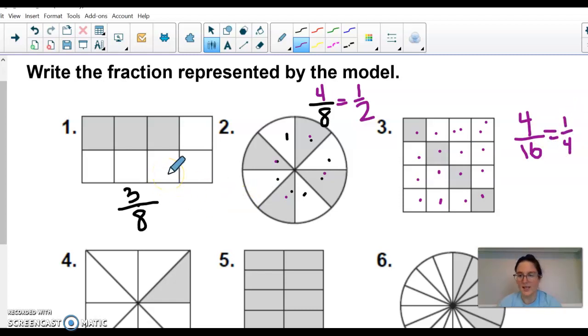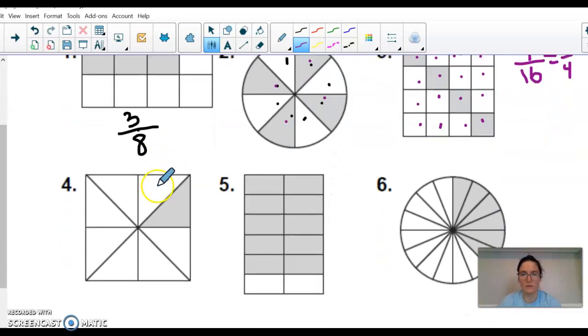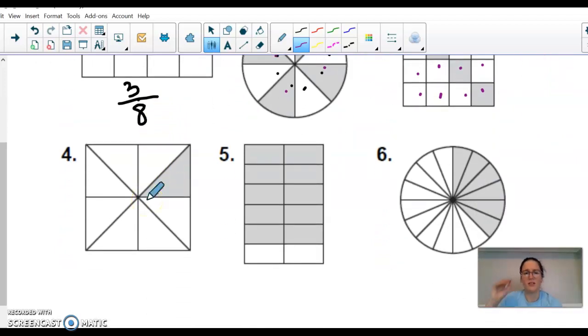Then you can pause this at any time, so you could do the next few by yourself and then see if you're right or wrong by checking it with me. You can pause it at any time.